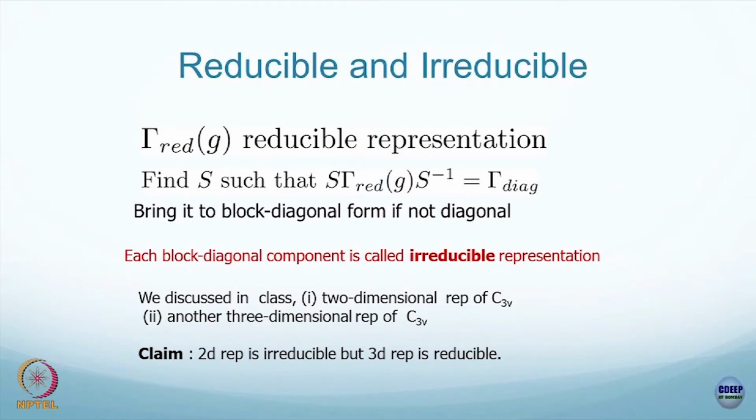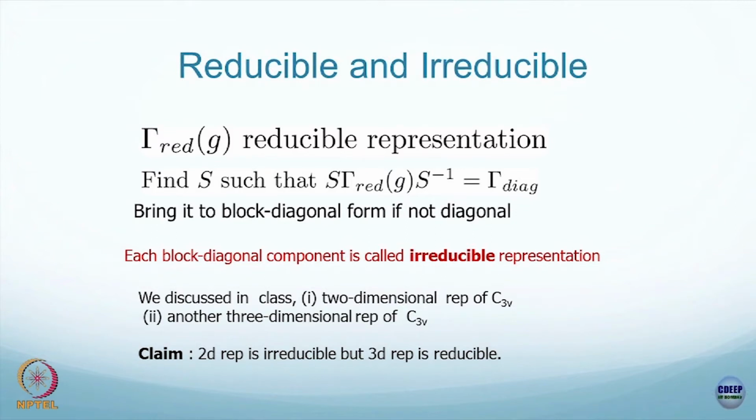So, I am repeating again here. Gamma reducible, by that I mean if you find an S, the same S for all G, which brings it to either diagonal form or block diagonal form, then each diagonal component or block diagonal component is called an irreducible representation.